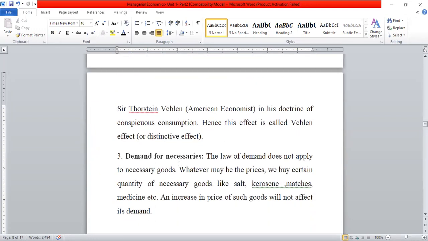Then demand for necessaries. The law of demand does not apply in the case of necessary goods. In the case of rice, kerosene, salt, matches, medicines, if prices increase, we never consider that because it's a necessary product. Even if its price increases, we still buy and consume these products.